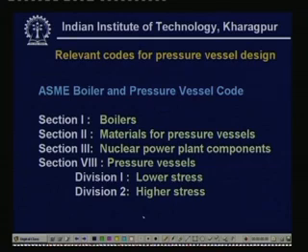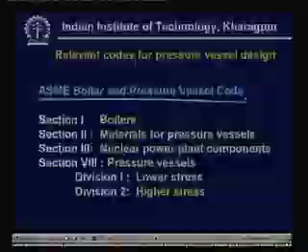One such very important and widely used code is from the ASME, the ASME boiler and pressure vessel code. This code gets modified from time to time, and each year there will be some addendum, some dedendum, and we will have to consider the latest. Whenever we design something, we will have to stick to one particular code. We cannot change from one code to the other, because that may lead to disastrous failure.